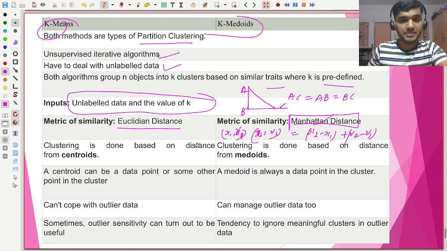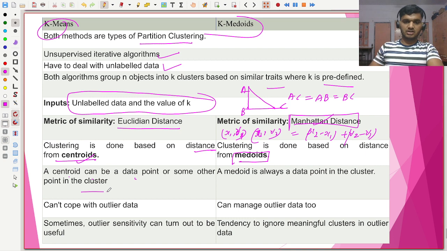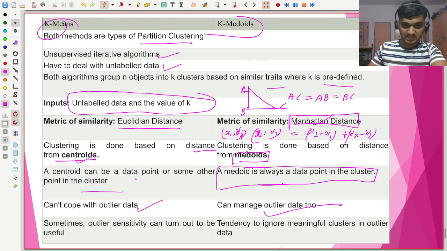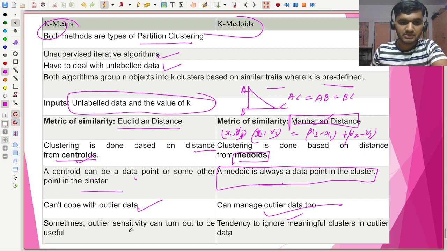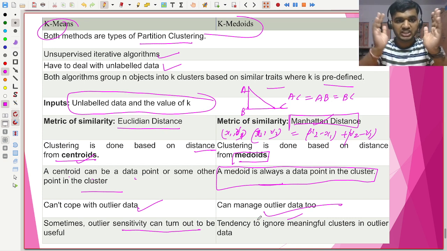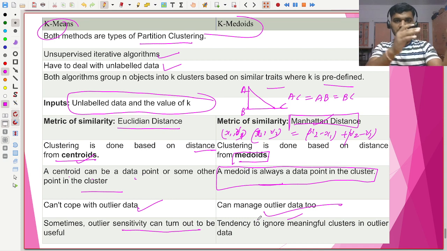Clustering is done based on the distance from the center. In k-means we use the centroid and here we use the medoid. A centroid can be a data point or some other point in the cluster, while the medoid is always a data point in the cluster. K-medoid can cope with outlier data, but k-means does not manage outlier data. Sometimes outlier sensitivity can turn out to be useful, and there is a tendency to ignore meaningful clusters in outlier data in k-medoid. These are some differences between k-means and k-medoid.